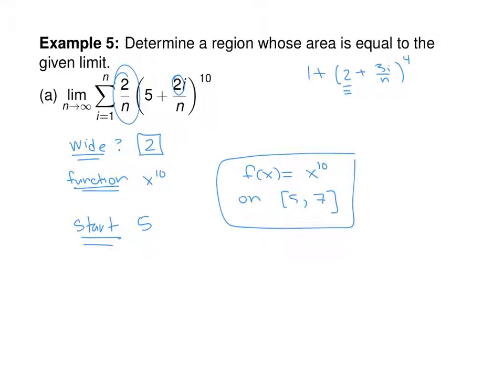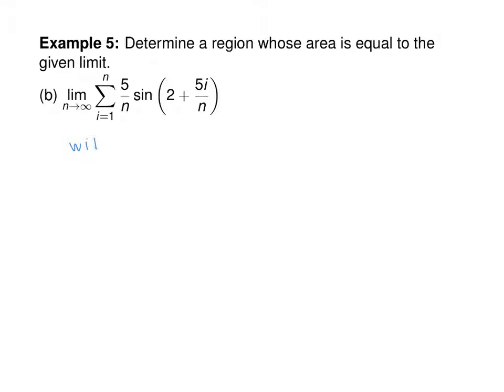So in part B, what's the width? How wide is the interval? 5. What's the function? Sine x. And where does the interval start? 2. So f of x equals sine x on the interval from 2 to 7.